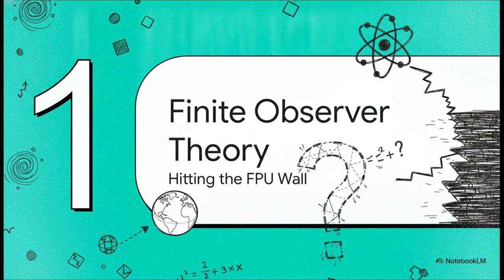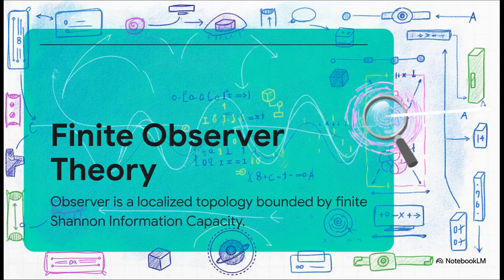Section 1. The finite observer theory. Hitting the FPU wall. Now, we've seen the chaos this lossy math causes, but here's a profound question. Is it just a glitch, or is it actually a fundamental, rationally required feature of the universe? This brings us to a massive clash in modern physics. Mainstream quantum mechanics embraces fuzziness and uncertainty, but the finite observer theory challenges this head-on, proposing a strictly deterministic universe.